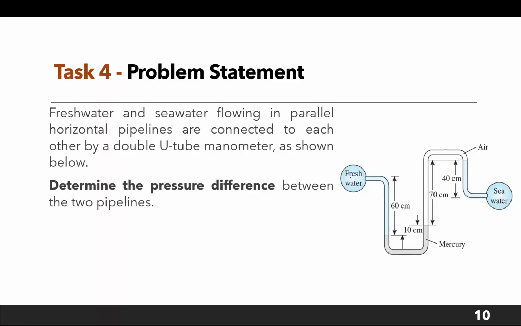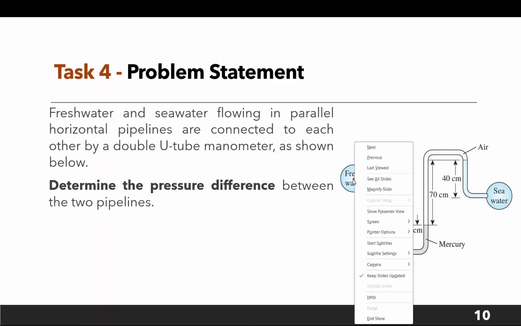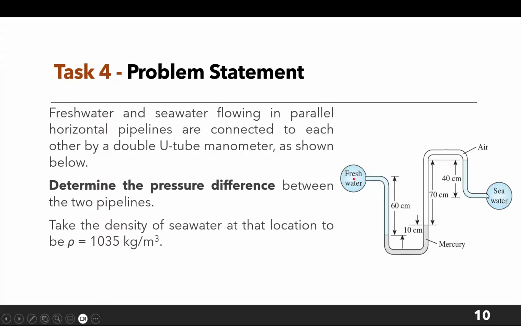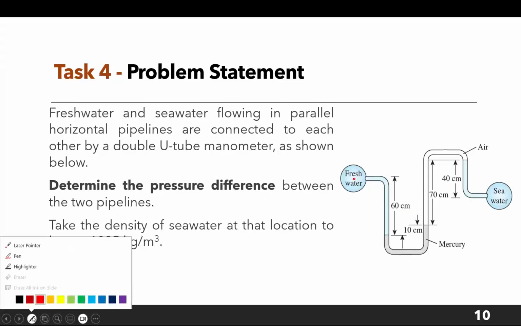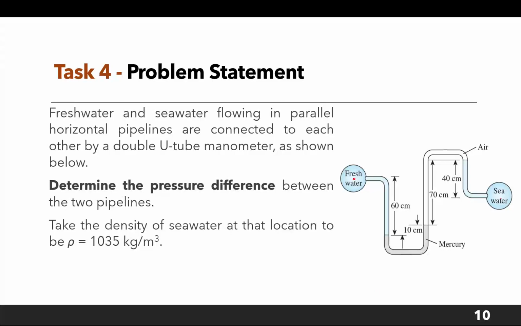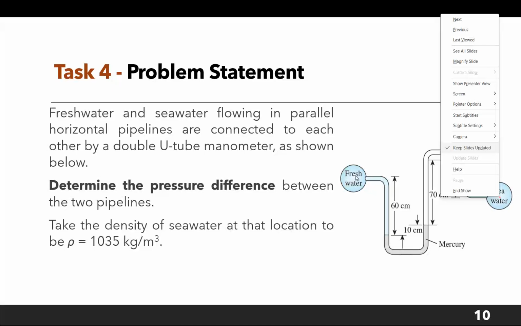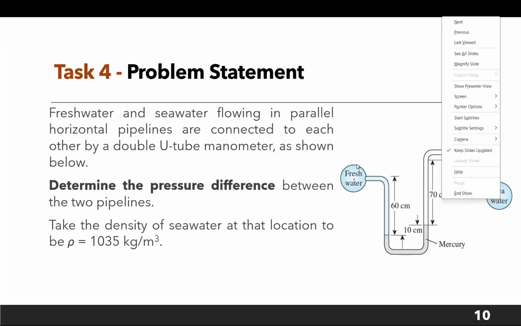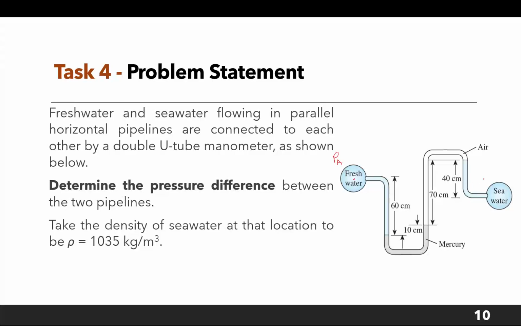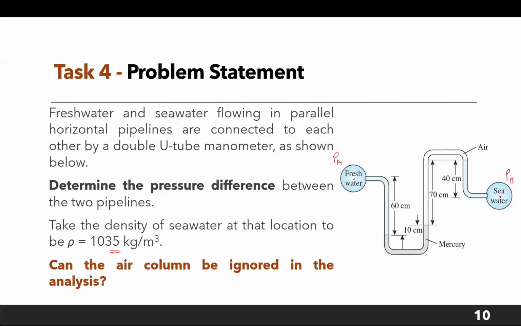We can start with the pressure at the center here, and then also the other one here, the seawater. If we call this PA and this PB, at the center, now we are going to look at the pressure difference. They've given us the density of the seawater, and we are being asked to ignore the air column in our analysis. But we'll first write the generic equation and then take that one out.